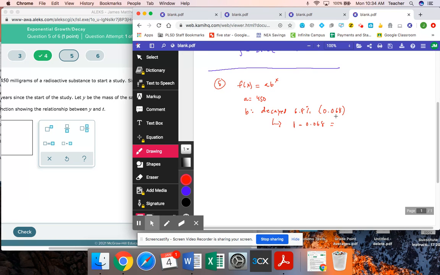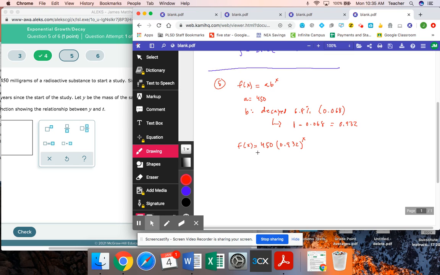If we do 1 minus 0.068, we get 0.932. That's our b. This shows a decrease of this rate. And so if I were to start writing my equation, I would say that f of x is equal to a, or 450, times b, which we found is 0.932 to the x.